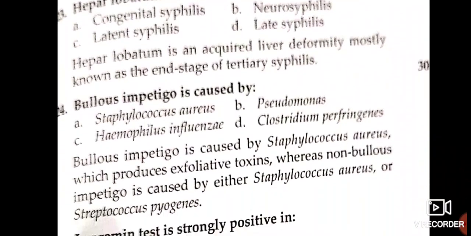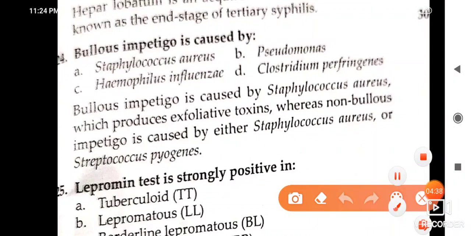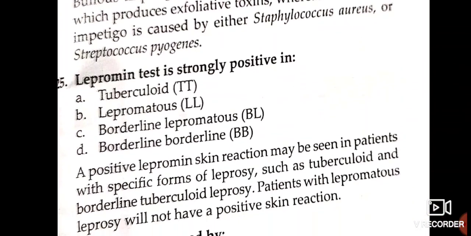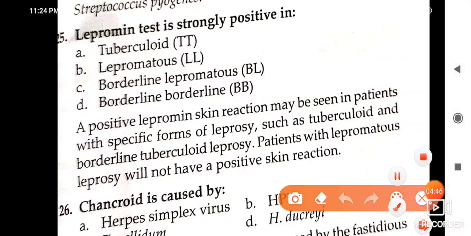Okay. Bullous impetigo is caused by Staphylococcus aureus. Lepromin test is strongly positive for tuberculoid leprosy. Lepromin reaction is positive in tuberculoid and borderline tuberculoid leprosy. Okay, so this is tuberculoid leprosy.